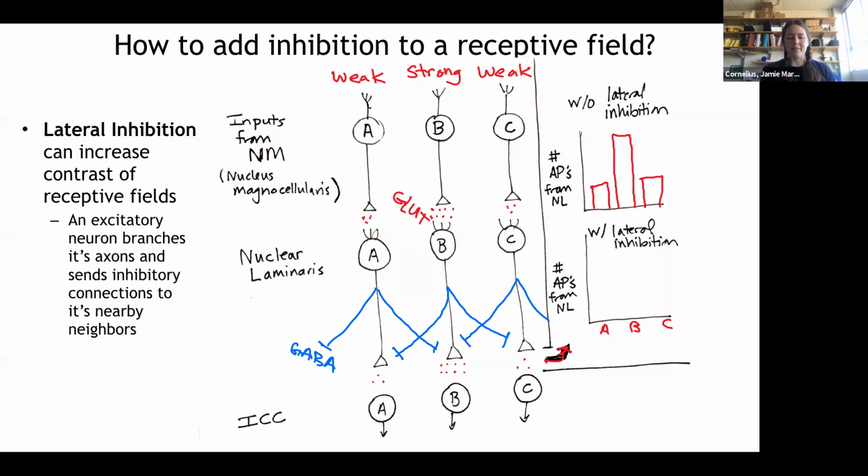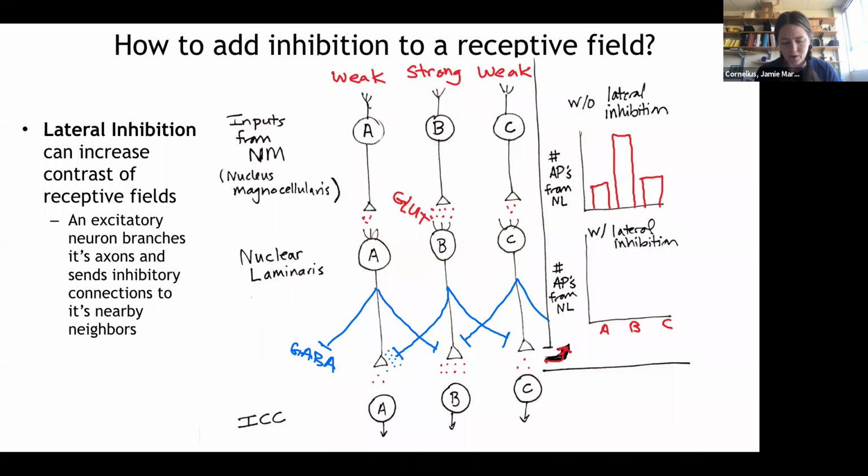Okay, so if you think about this strong excitation of B, it's going to both release a lot of excitatory glutamate onto the next cell in the B labeled line, but it's also going to release a lot of inhibitory GABA at its inhibitory synapse on its neighbor's synapse. Okay, so you can see that this is presynaptic inhibition.